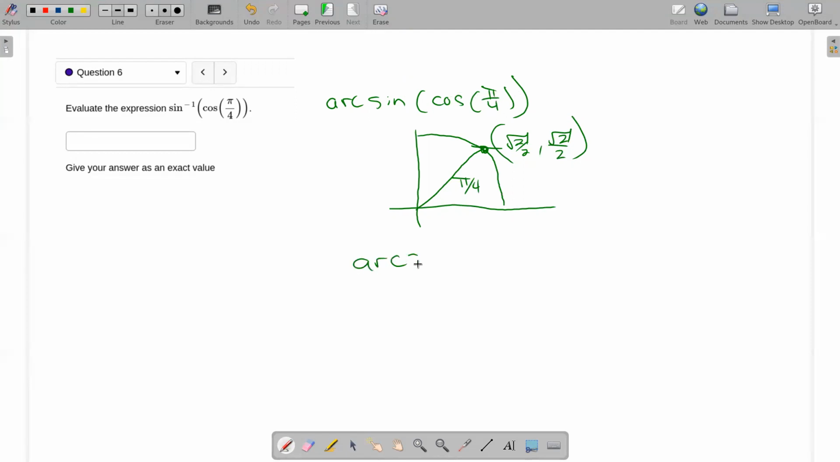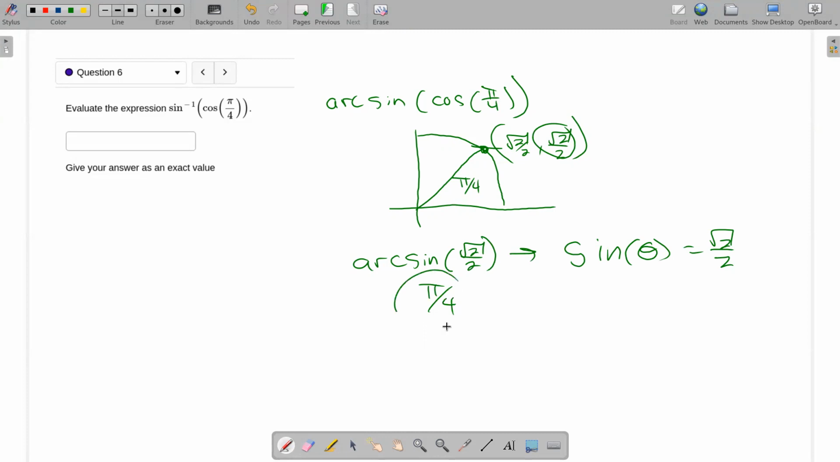So now I can say the arc sine of square root of 2 over 2. And the arc sine, again, basically says the sine of what angle is the square root of 2 over 2? Oh, well, that's the y value, that's the angle. That angle has to be pi over 4. So that should be the exact answer.